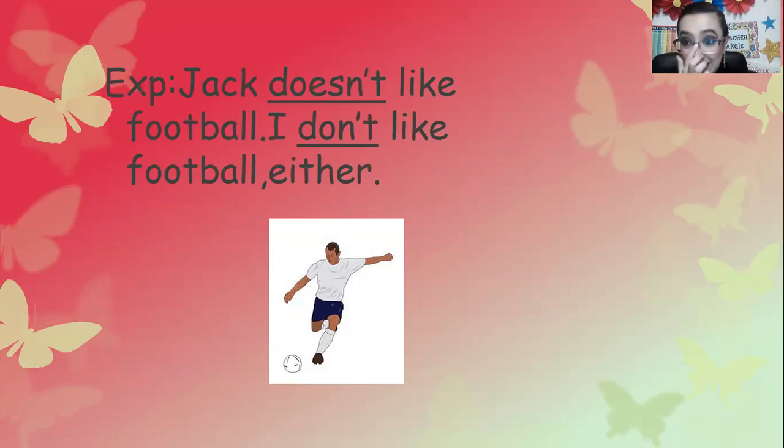¿Te acuerdas que te enseñé que podías poner el neither o el either? Esto ya es un repasito. Jack doesn't like football. I don't like football either. A Jack no le gusta el fútbol. I don't like football either. A mí tampoco me gusta el fútbol. Si fuera afirmativo, sería el too que vimos. Pero como ya estás diciendo que no, entonces ponemos el either. No puedes poner el neither porque acuérdate que no podemos tener dos negaciones en la misma oración. Jack doesn't like football. I don't like football either. A Jack no le gusta el fútbol. A mí no me gusta el fútbol tampoco. Y estas oraciones son correctas. These sentences are correct.